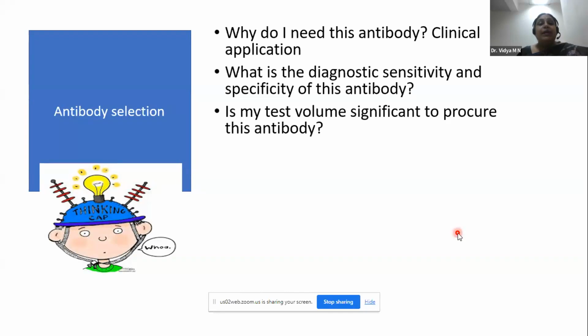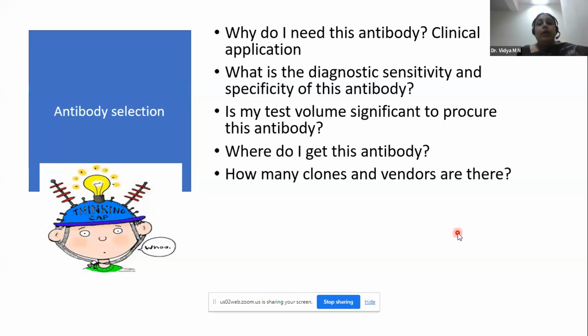A clinician may come and tell, okay, now from tomorrow, please start H. pylori detection on IHC. But are you having so many number of cases that you are going to be able to justify to your management that, okay, now the test volume is significant where I can procure this antibody, and within a year I'm going to use the entire antibody volume. So this is something that you need to give it a thought. If it is going to be just 1 or 2 tests a year, obviously it does not make sense in procuring that antibody. The next question is, where do I get this antibody?